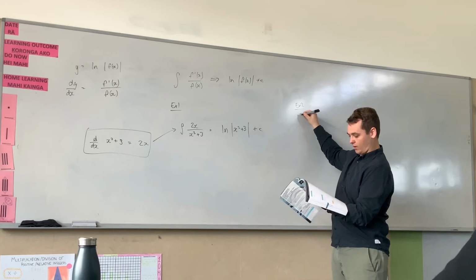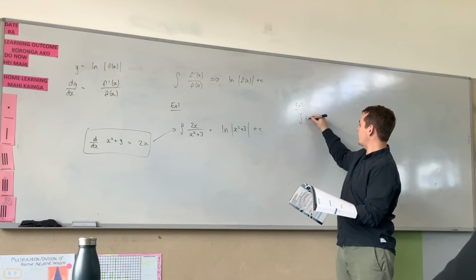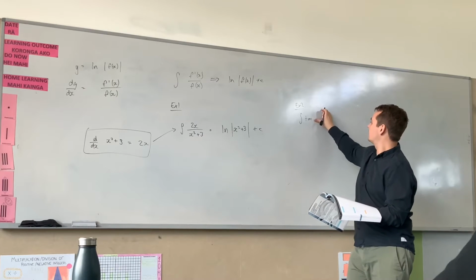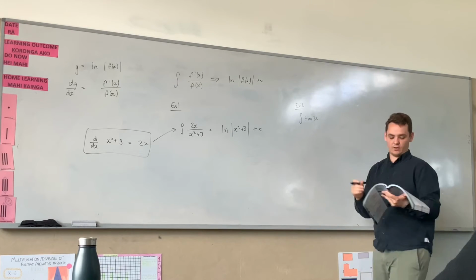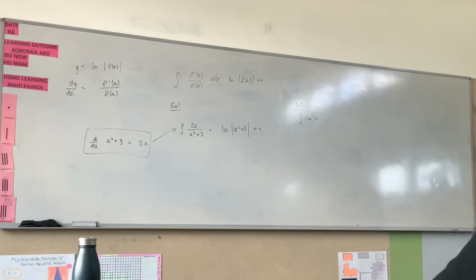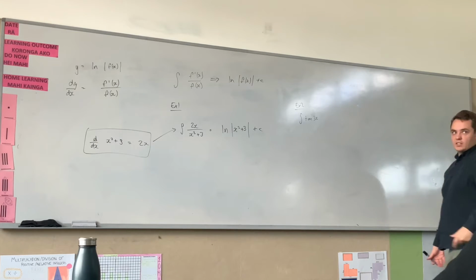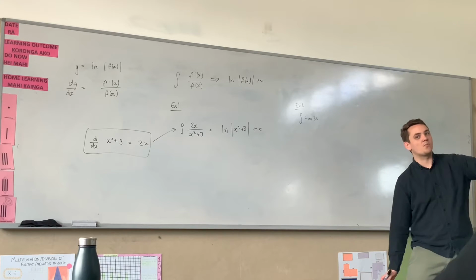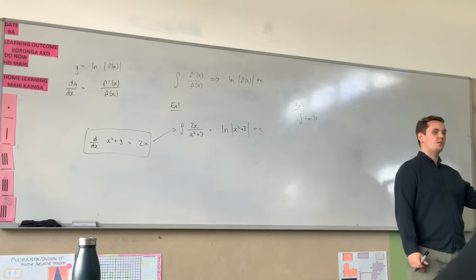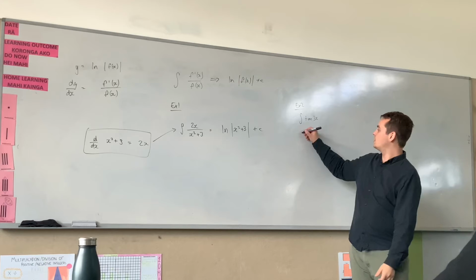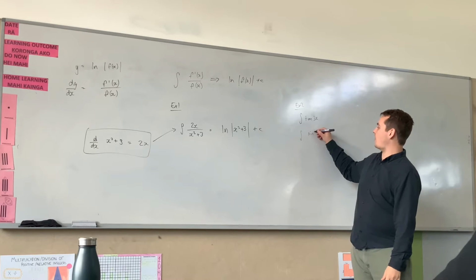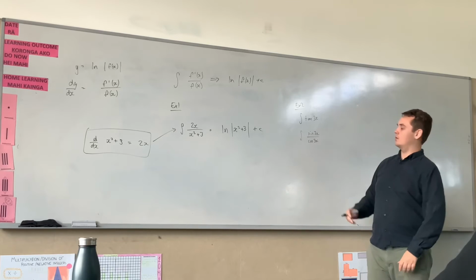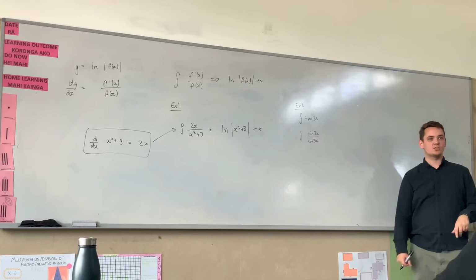We want to integrate tan 3x. This is the identity I was trying the other day. Is it currently a fraction? No, but what do we know about tan? We can write it as sine over cos. So the first step is to identify that actually tan 3x is a fraction: sine 3x over cos 3x.